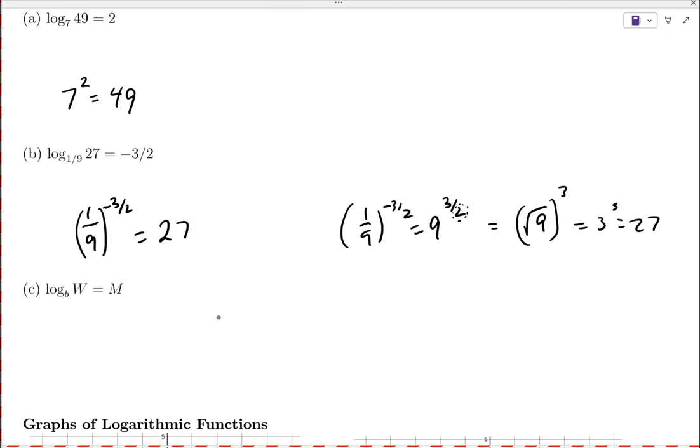You tell me how to write the next one. What would you get in this one? Okay, so the b is our base, right? Exponent is m equals w. Good, yeah, that's exactly right. And when we're talking about solving equations later, it'll be important to be able to do this rewriting that we're doing here. Questions on that? Is this okay so far? All right.